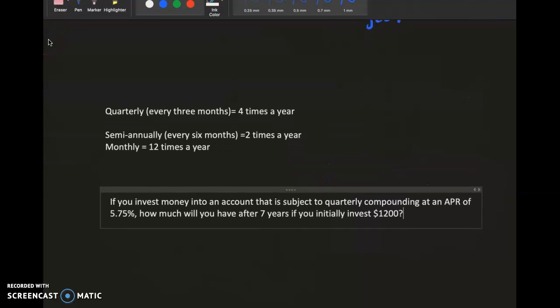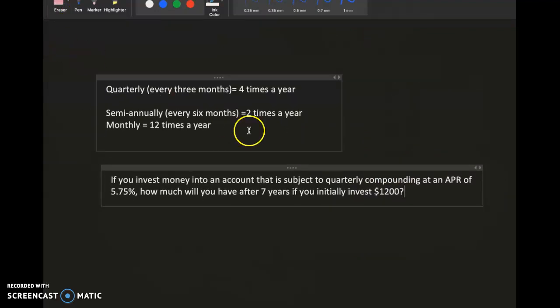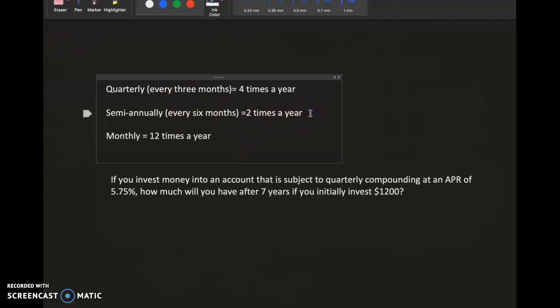Okay, so a couple things to kind of point out here. A few words I'd like you to kind of think about. So what I have here are different values that you would be looking at for N. So if you're looking at the interest being compounded quarterly, that's every 3 months. So the interest is being added into the account 4 times a year. So your N would be equal to 4 if you're talking about quarterly compounding.